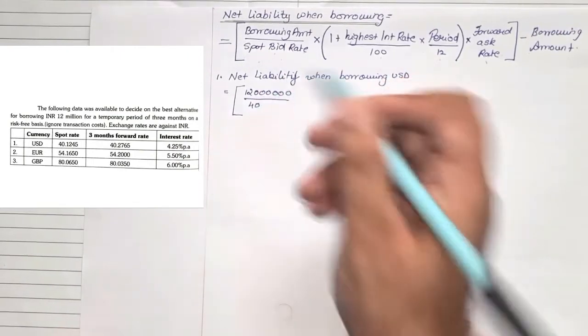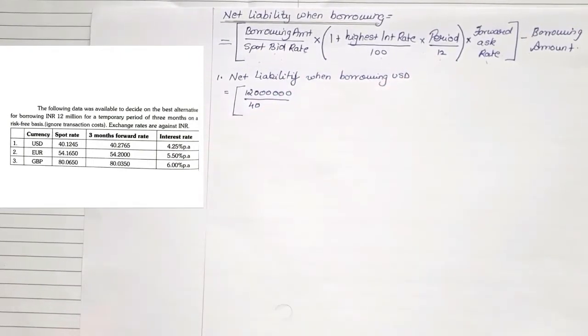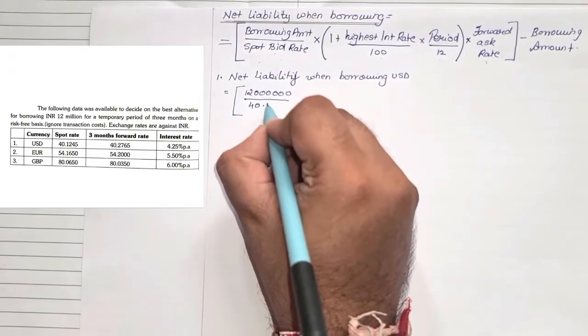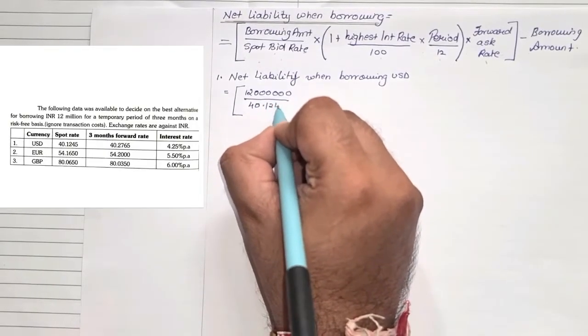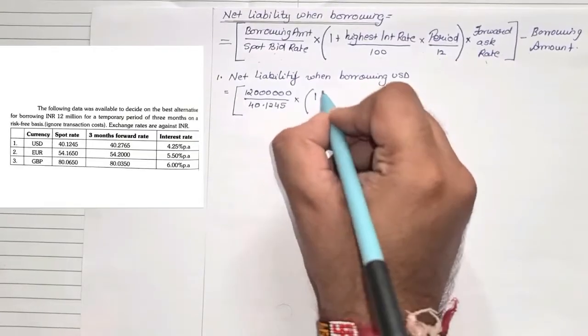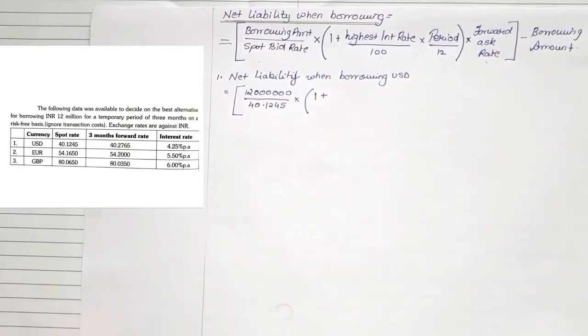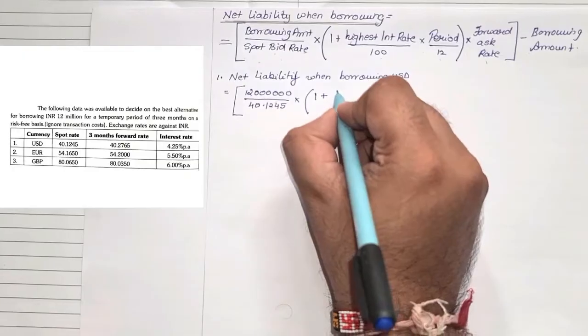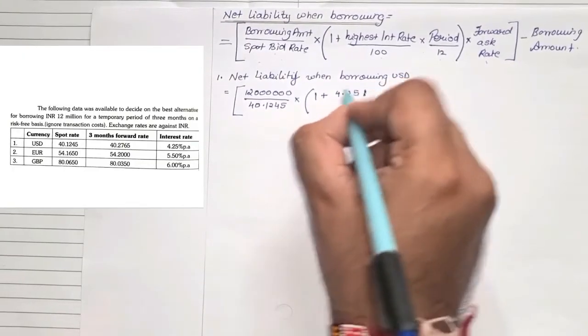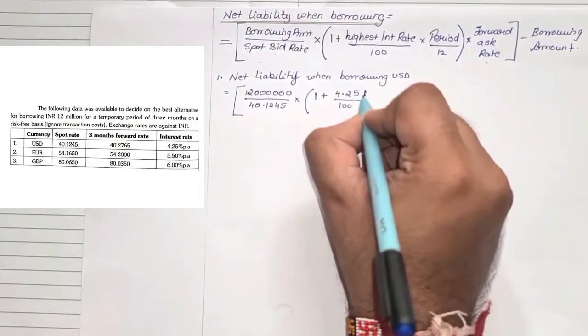So this is the first type of borrowing sum where the rates are directly given to us. There are no bid and ask, there is just one single rate given, so we will use that value. So it is 40.1245 into 1 plus highest interest rate. Now there's only one interest rate given to us, so we'll take it directly: 4.25%, upon 100.